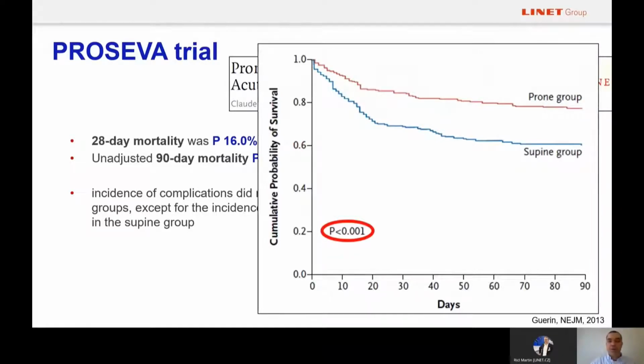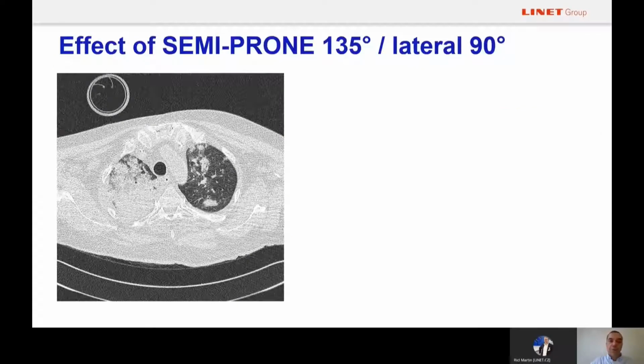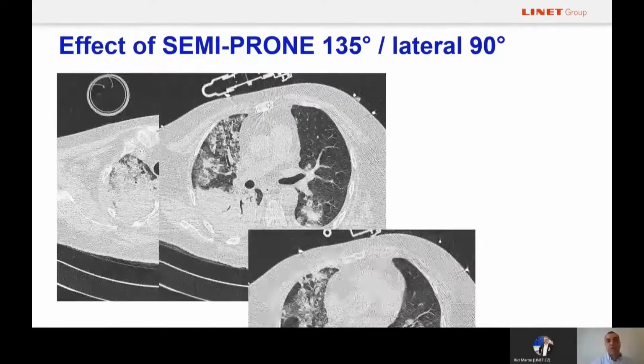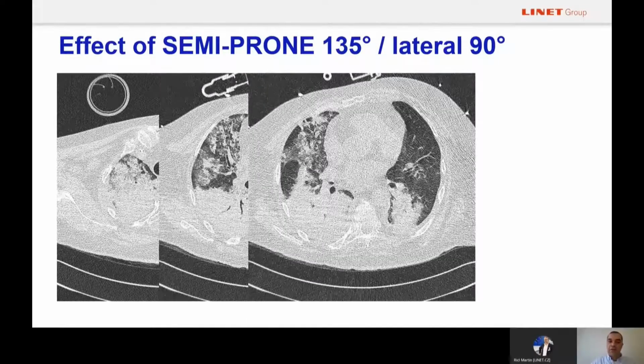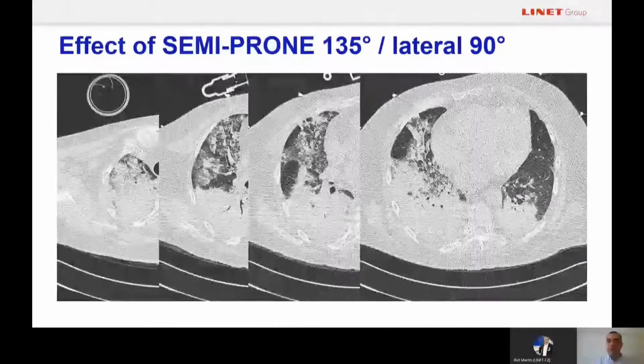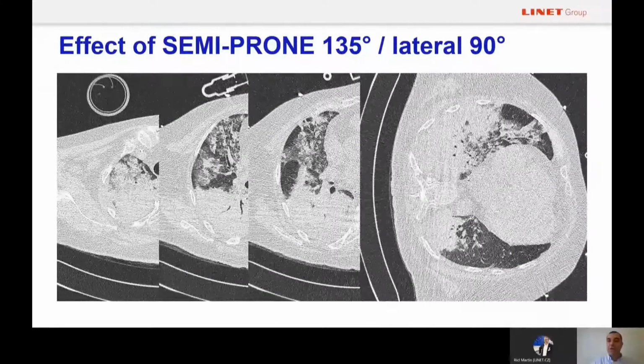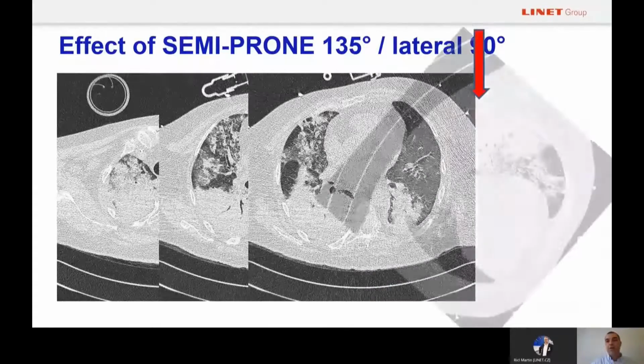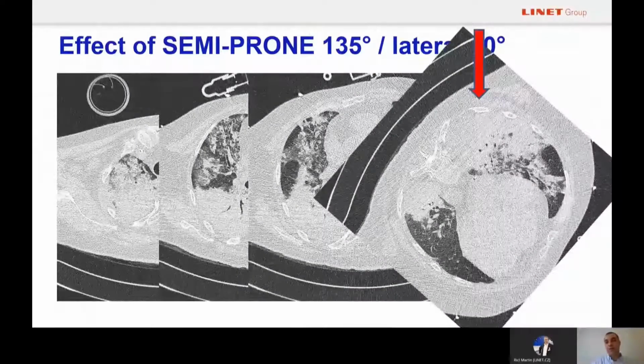From this trial, since 2013, the prone position is considered again as a standard of care for patients. Not only the prone position, but also the semi-prone or lateral position can help our patient. If we have asymmetric injury of the lung, as we can see on this CT, we can place the patient with the injured tissue up, maybe better in this semi-prone position.